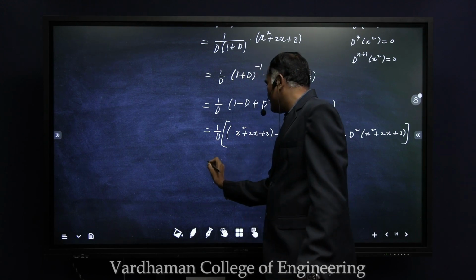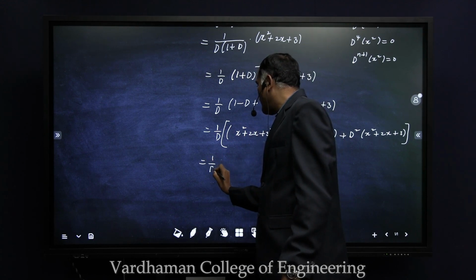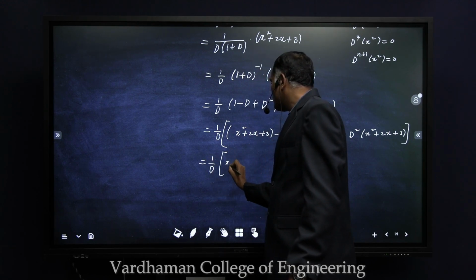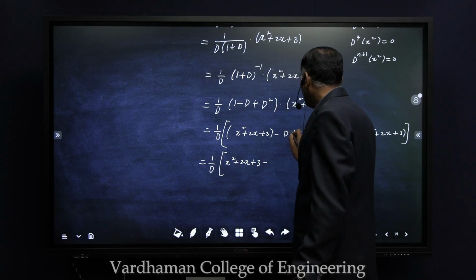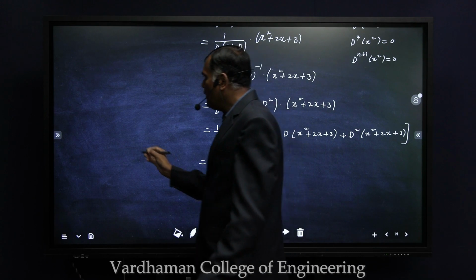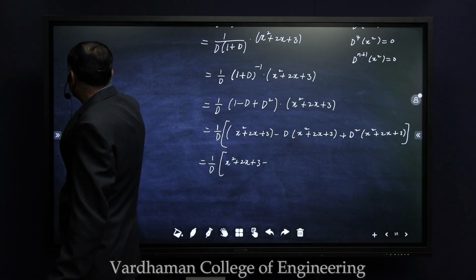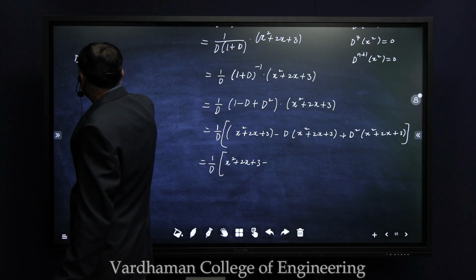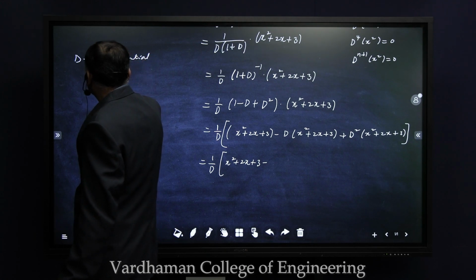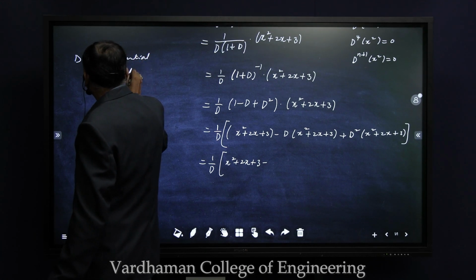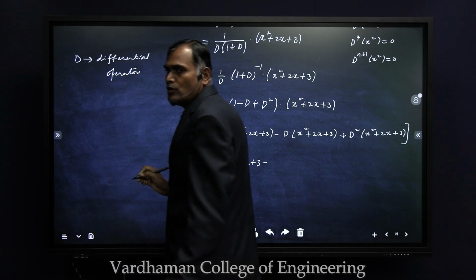Now let us simplify this one. 1 by D times x square plus 2x plus 3. D means differential operator. D is nothing but a differential operator. D means derivative, differential operator.